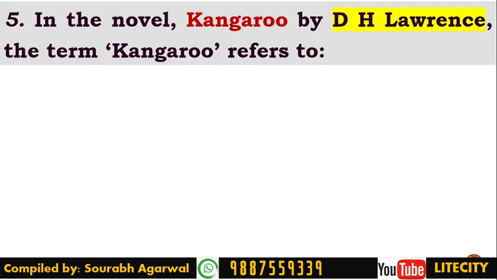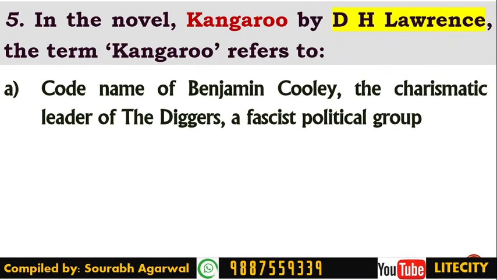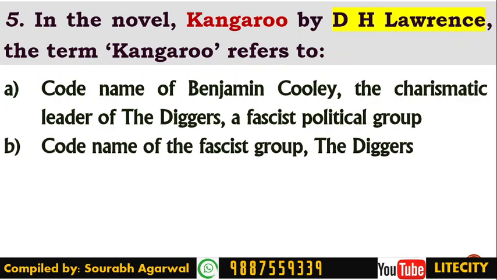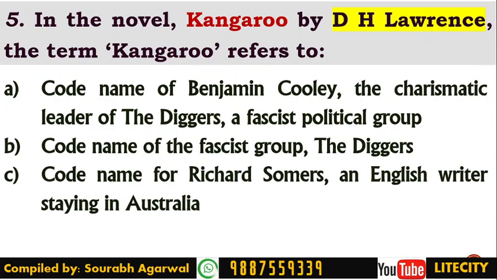Our last question, dear friend, for the day is, in the novel Kangaroo by D.H. Lawrence, which he wrote very swiftly while visiting Australia, the term kangaroo here refers to, first, the code name of Benjamin Cooley, who is the charismatic leader of the Diggers, a fascist political group. Second, the code name of that particular fascist group, the Diggers. Third, the code name for Richard Somers, who is the protagonist of the novel.